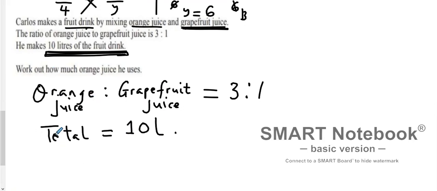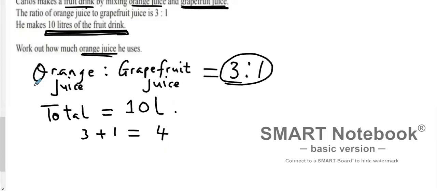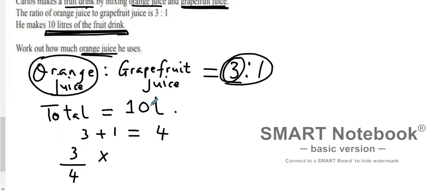Since I have a total here, this ratio has to be added. So 3 plus 1 equals 4. Work out how much orange juice. Orange takes 3, because this is the number mentioned first, and grapefruit juice takes 1. So you take 3 out of this total, then multiply with the total number of liters that you have, because they need how much orange juice he uses.